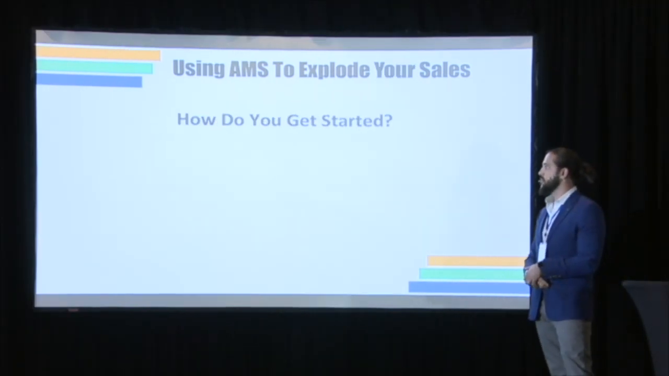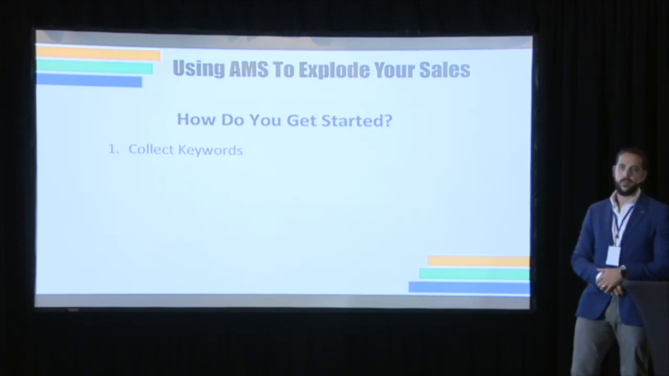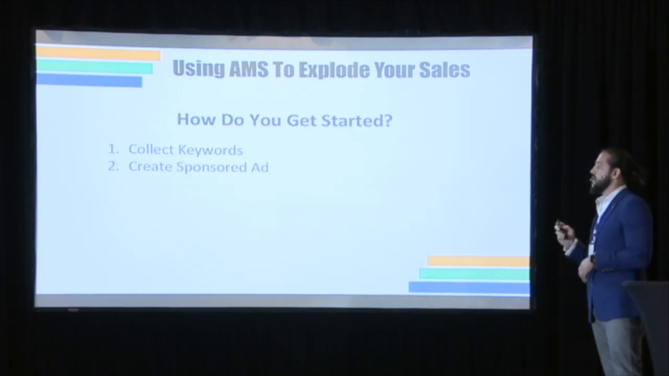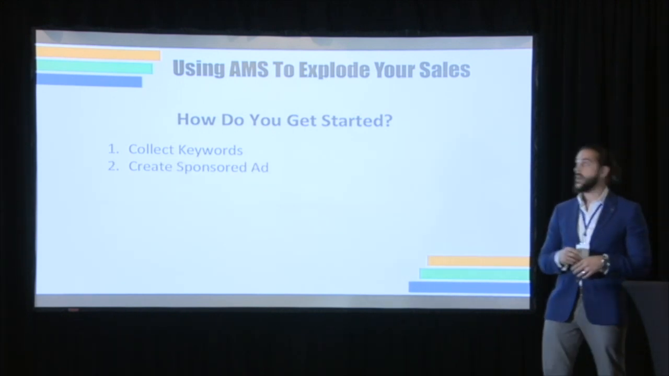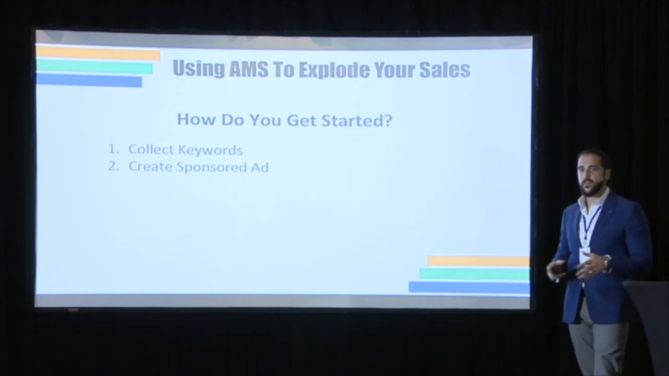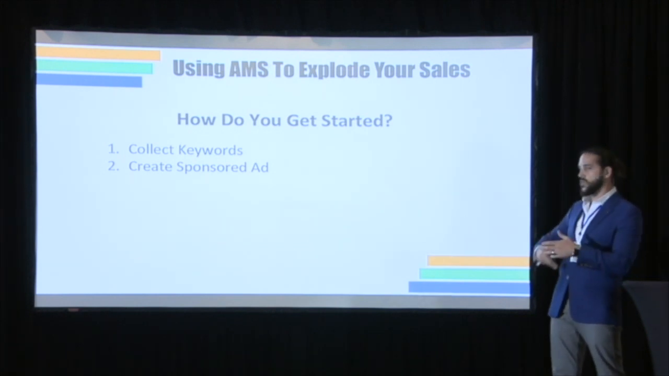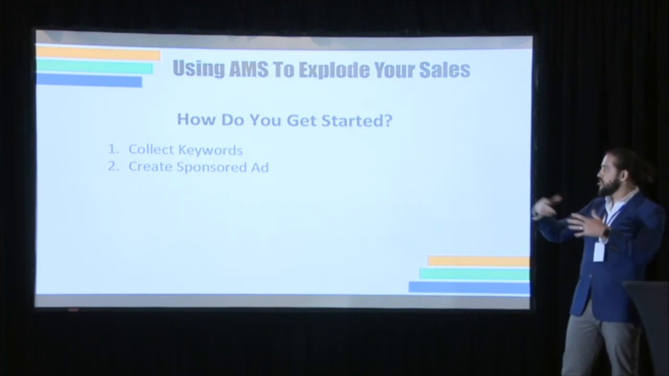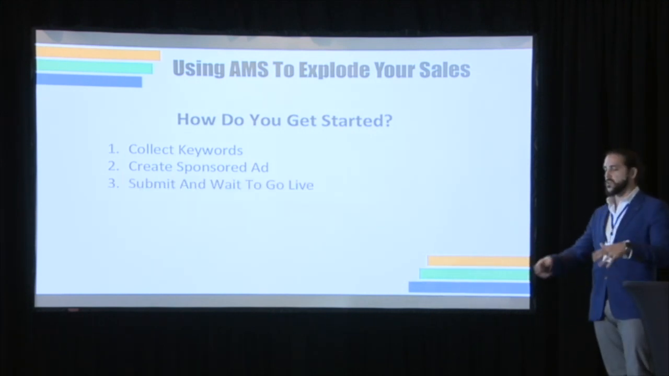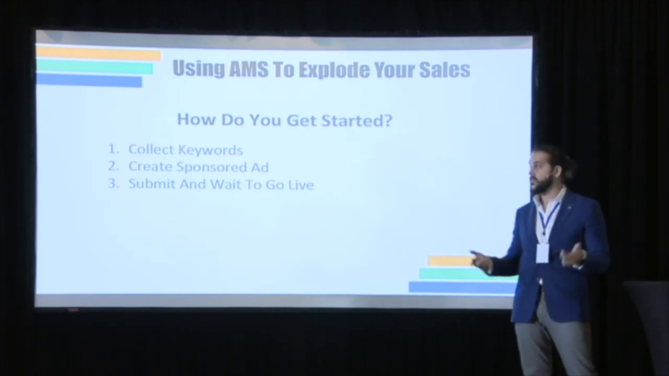So step number 1 is to collect keywords. Okay, this is the first step. Then you're going to create a sponsored product ad. This is like your cookie cutter ad. This is where you start off, and this is where you kind of gauge your market and get information to really start getting great results. So next one is you're going to submit, and you're going to wait to go live. Usually you go live within 24 hours of submitting your ad.